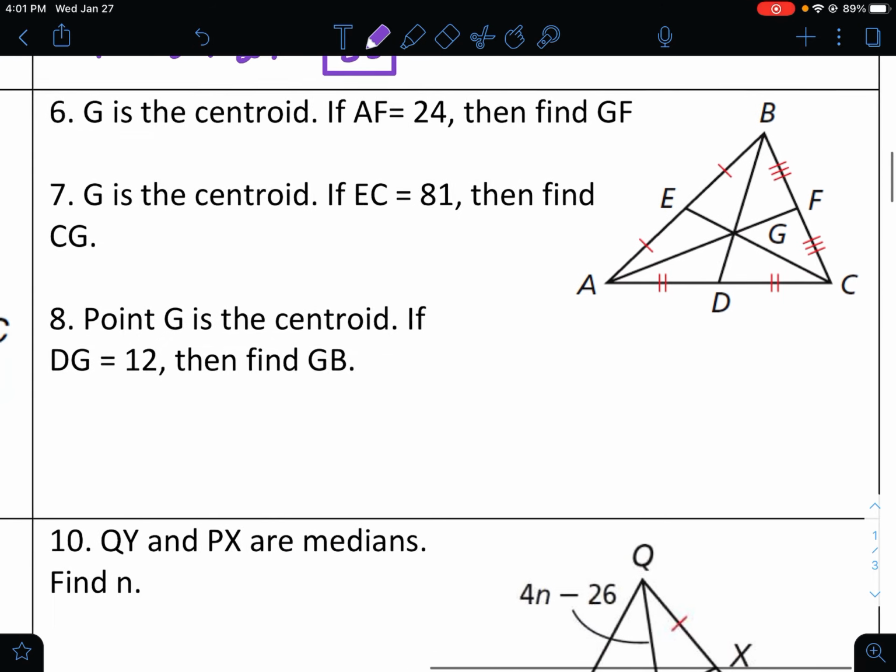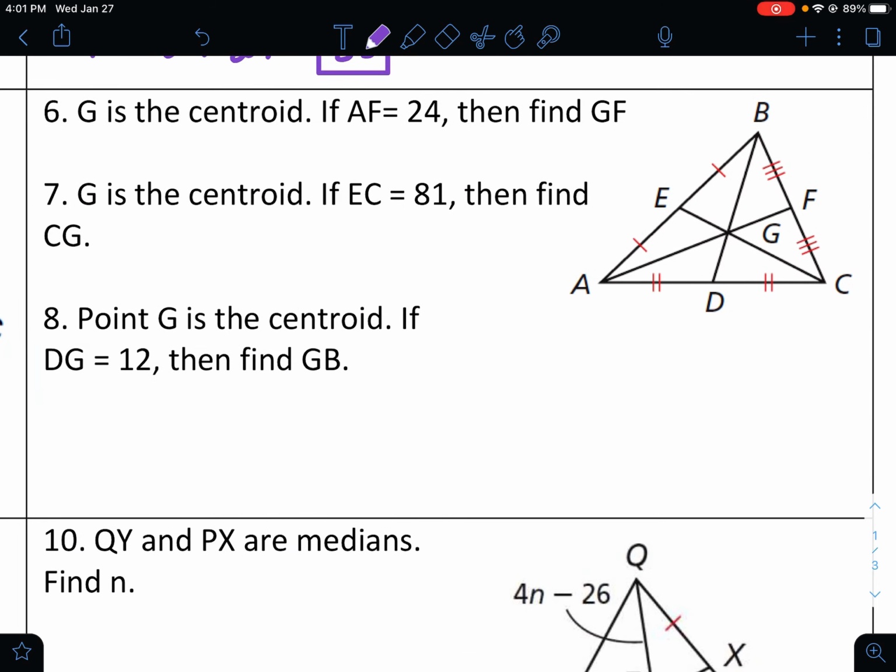Number 6, G is the centroid. So since this says centroid, this is a median problem. All right, so let's see what it has to offer. AF is 24. So this part right here, that segment is 24. And then it wants us to find GF. So we don't know GF, but we do know that the whole thing is 24.